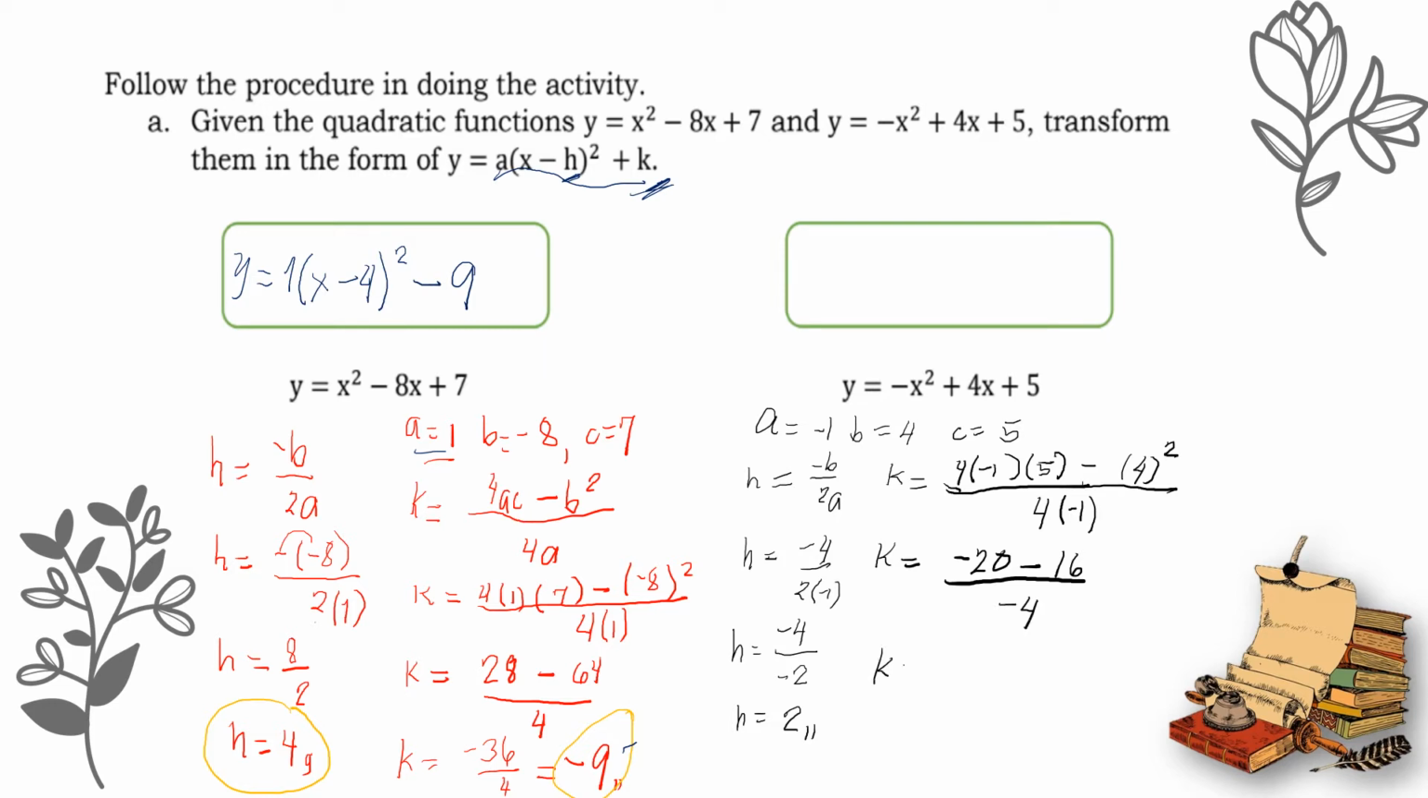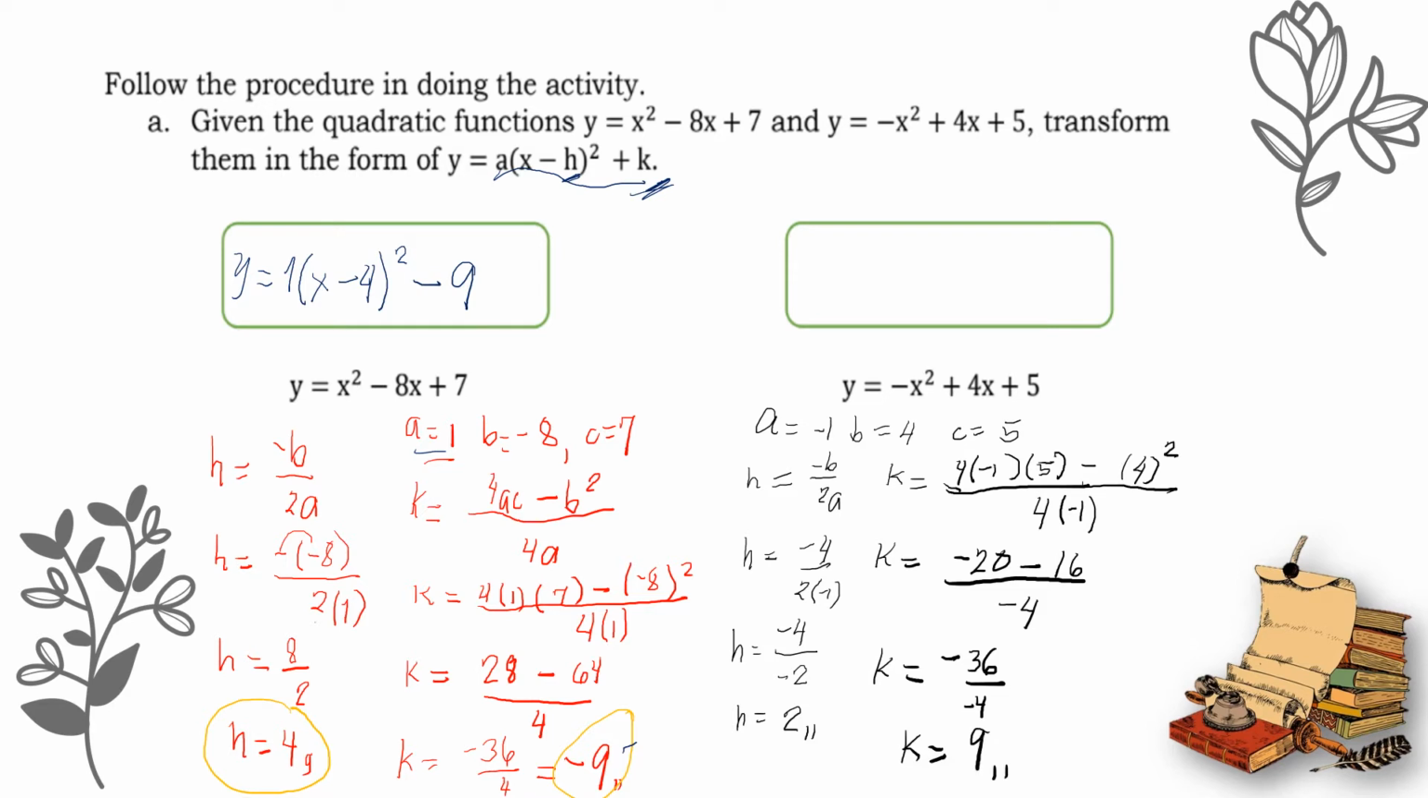k now is equal to negative 20, negative 16, like sign, add, and then attach the sign. So, magiging negative 36 divided by negative 4. k now is equal to positive 9.